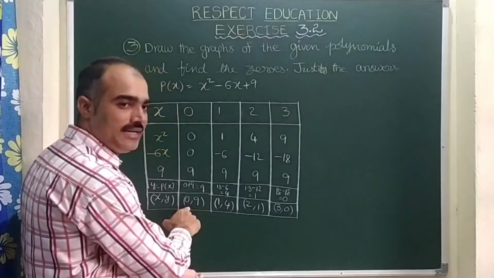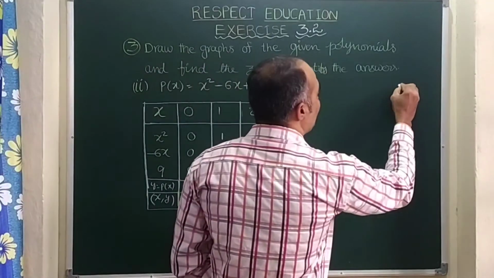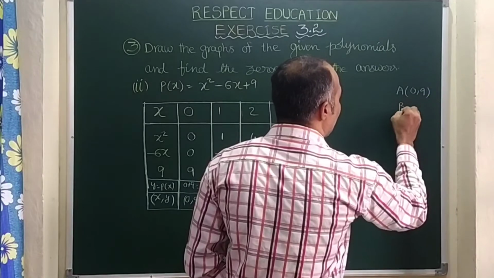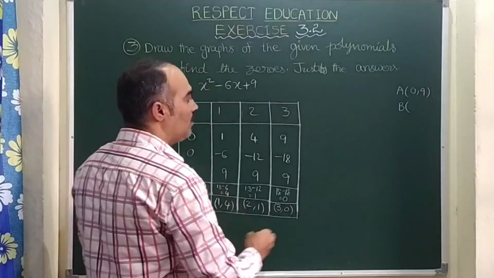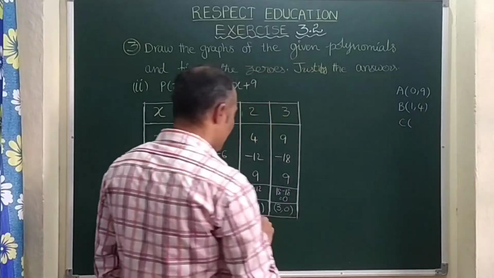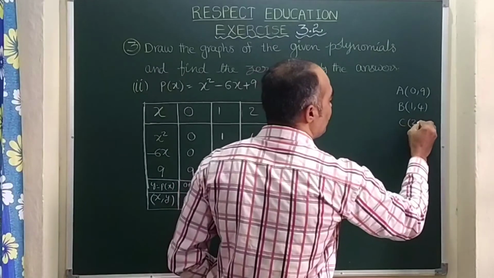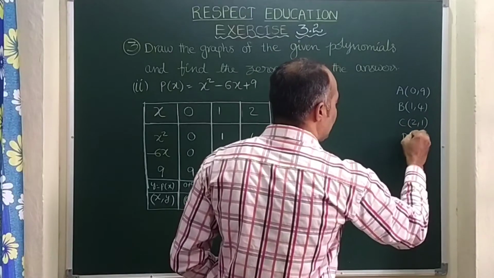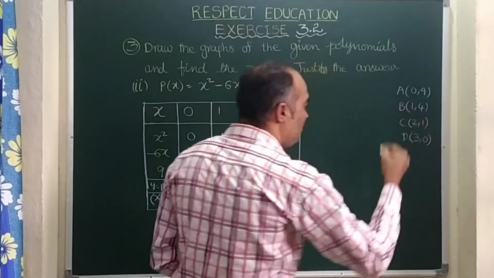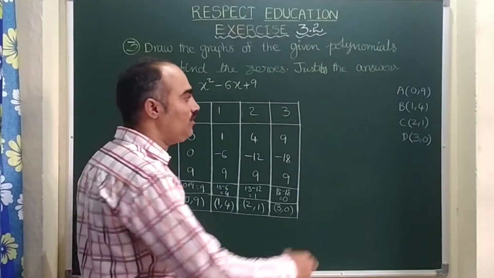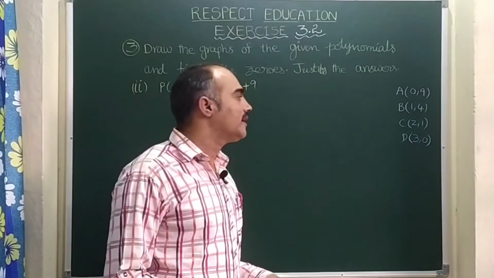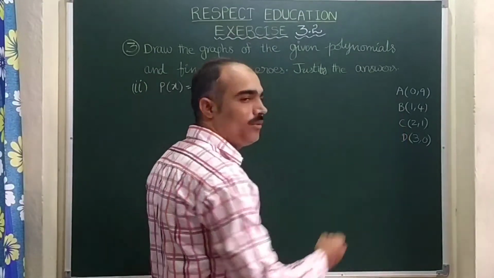First I am taking A (0, 9). Second point is B (1, 4). Third one is C (2, 1). Fourth one is D (3, 0). Now we are going to plot a graph based on these points. Now let us draw the graph to plot these points.